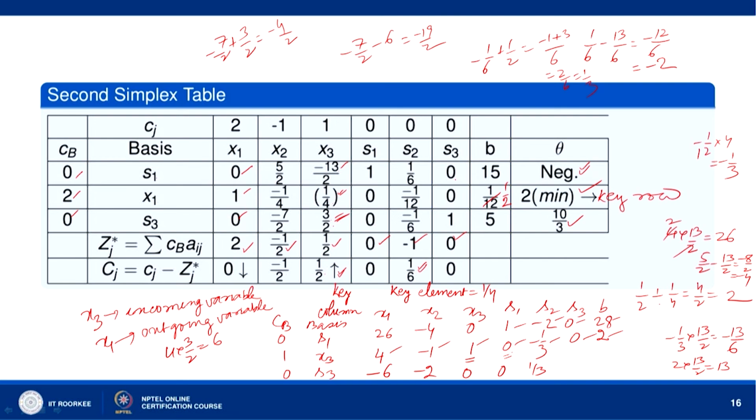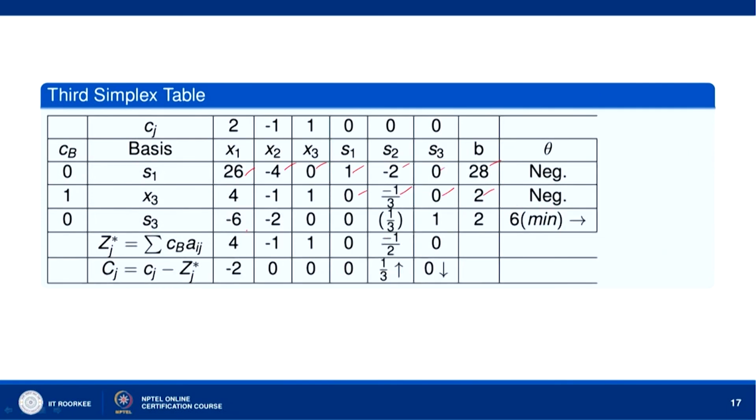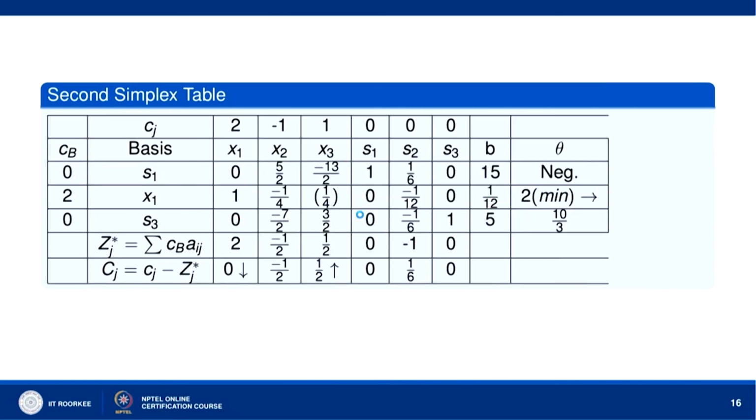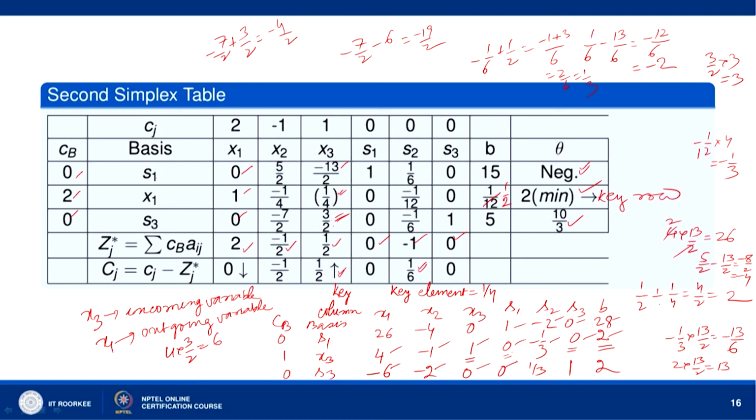Okay. Then in the S3 column the element is 0; we multiplied by 3 by 2. So, it becomes 0, subtracted from 1. So, we get 1 here. And then 3 by 2 into 2 is 3. So, 3 we subtract from 5 and we get 2 here. So, let us see this row in the next table. So, minus 6, minus 2, 0, 0; 1 by 3, 1, 2.